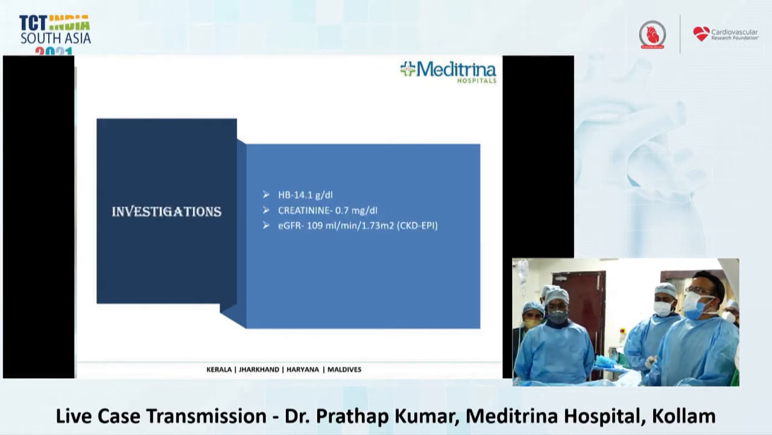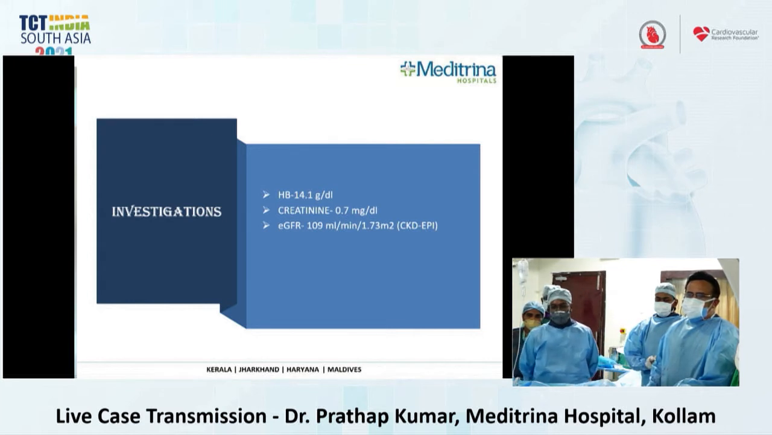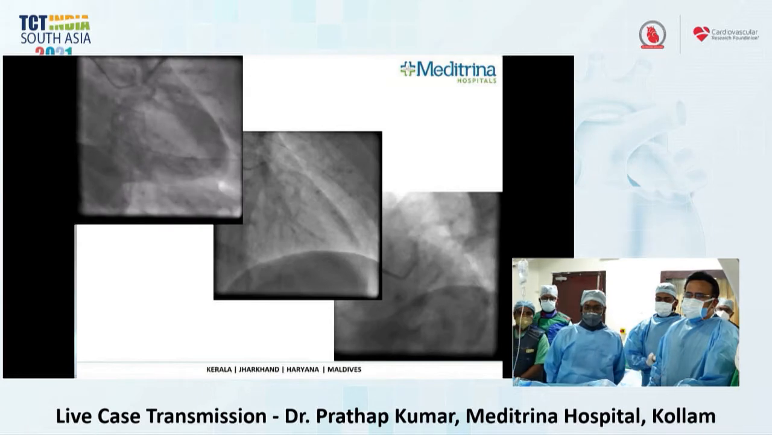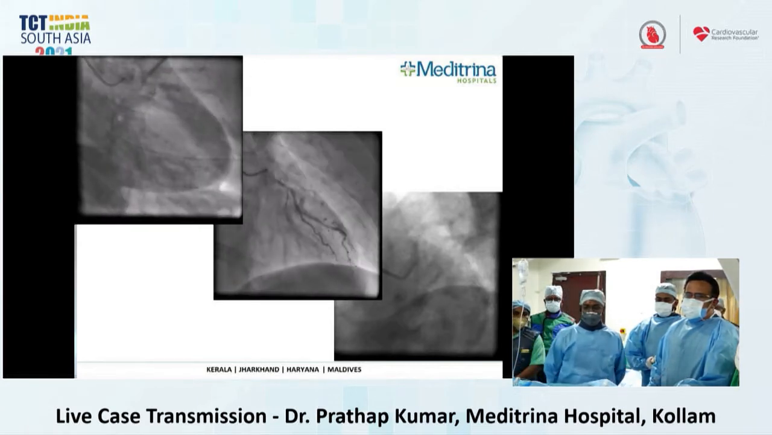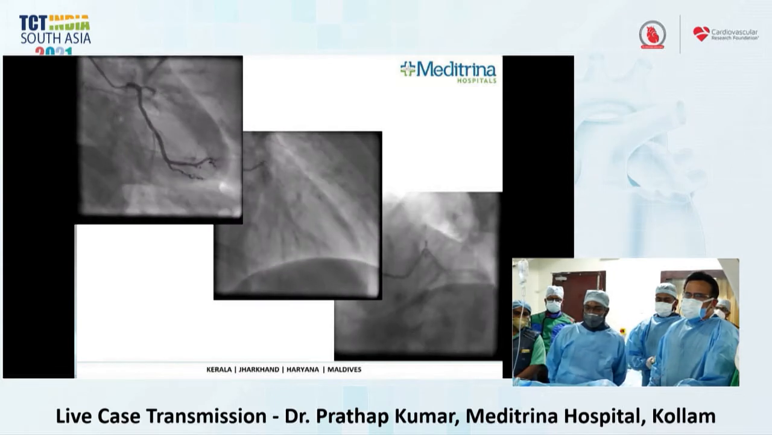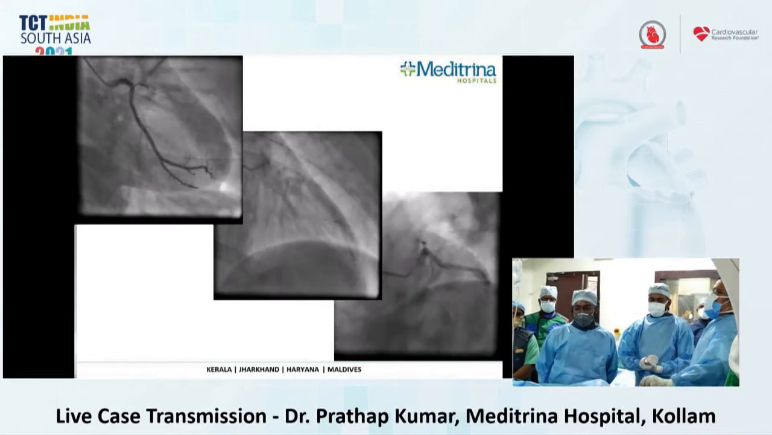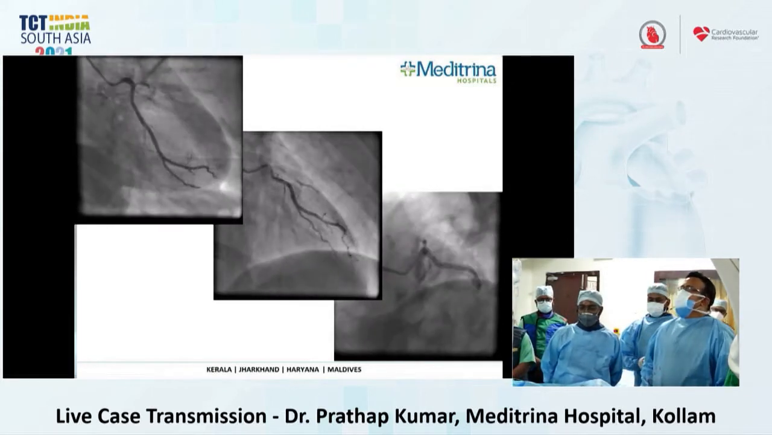His hemoglobin is normal, 14.1. Creatinine and eGFR are also normal. Next, this is the angiogram. Here we can see the initial shot. The LMCA and the circumflex are disease free, whereas the LAD is totally occluded. We can see a small branch, probably the diagonal, coming there. In the LAO-caudal view, we are not able to see the proximal cap properly. It's not clearly visualized in the angiogram.